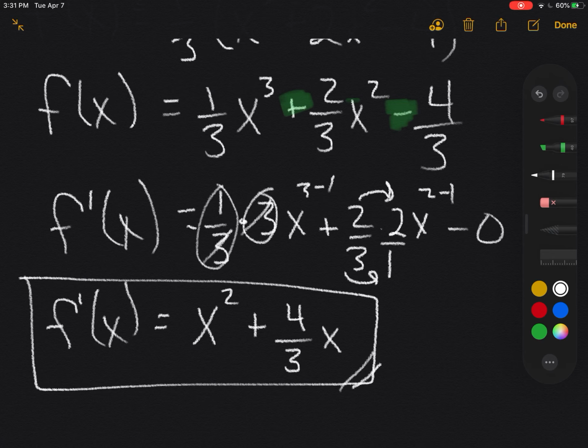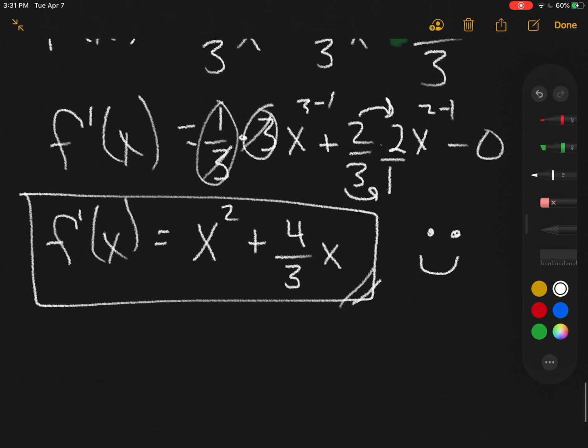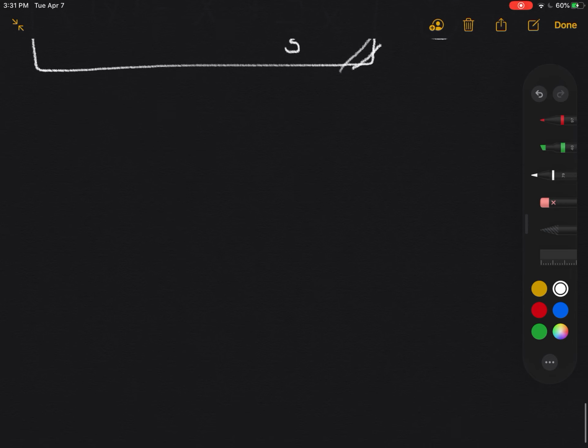You could arrive at this by using the quotient rule. I think it's a lot harder. I think it's easier to manipulate the algebra here. But if you did it by the quotient rule and you got the same answer, you know how I feel about that? Yeah, I'm excited about that.